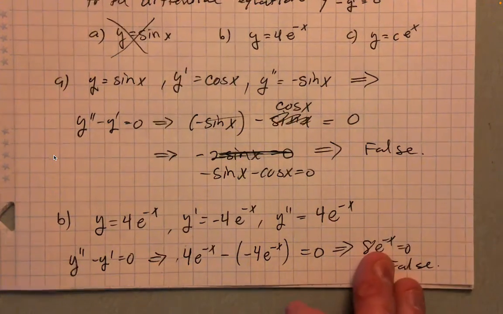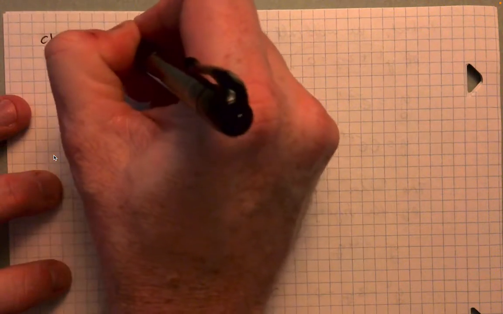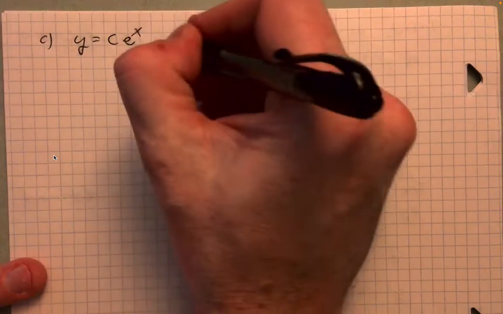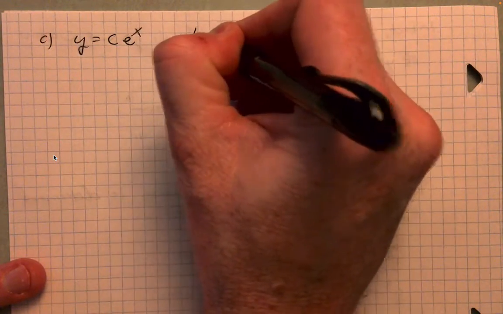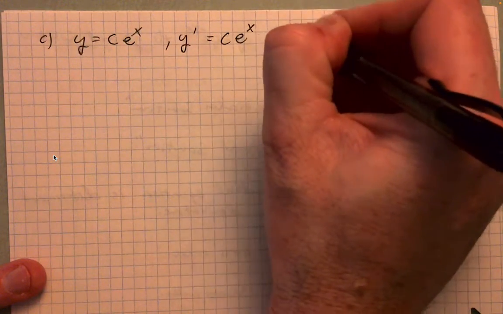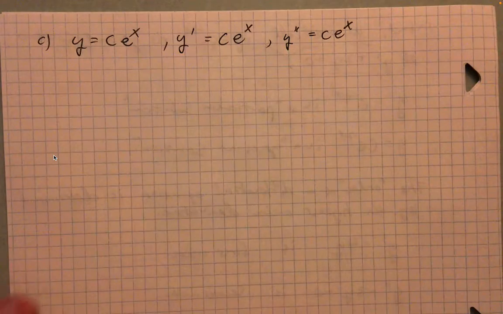All right. And let's test that third option. My guess is that third time is a charm. So let's test that one. So y equals c e to the x power. And the first derivative is the same, c e to the x power. That means the second derivative will be as well. So all three derivatives are the same.